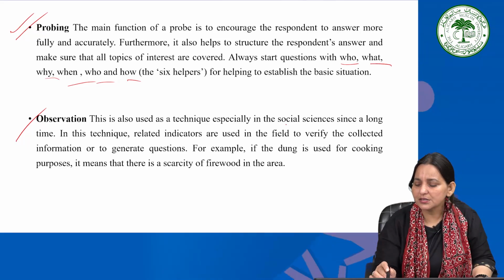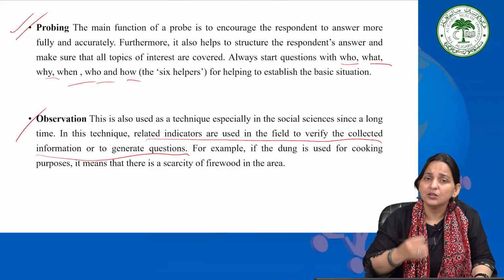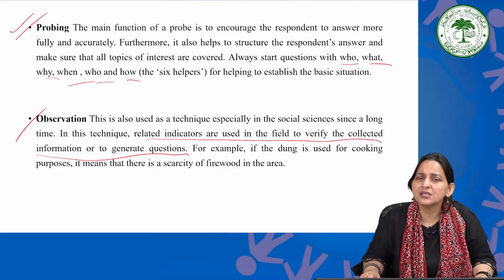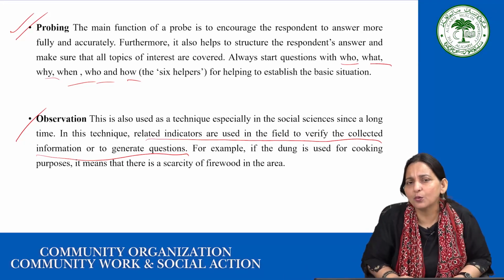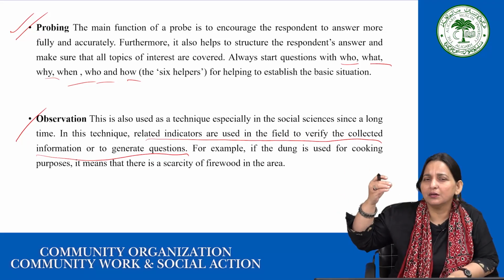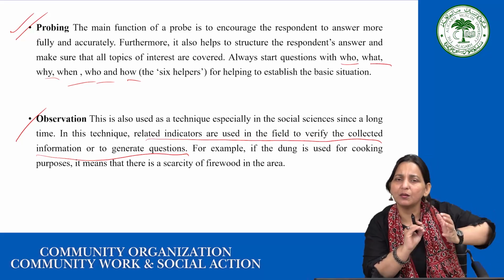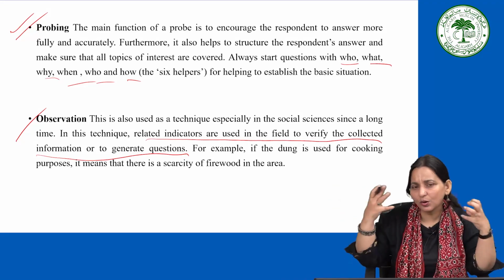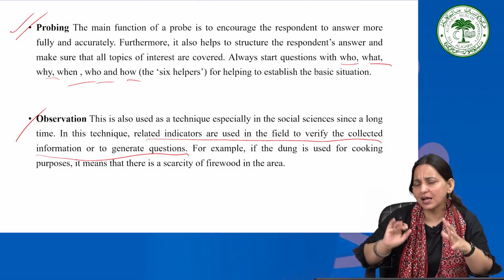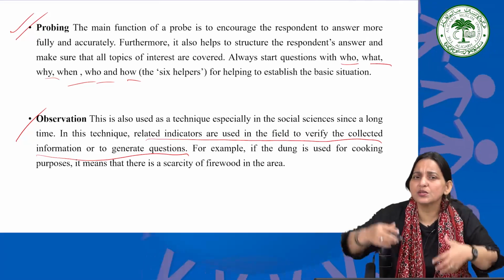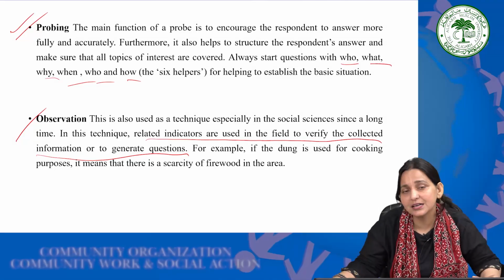In this technique, related indicators are used in the field to verify the collected information or to generate questions. You can also validate the answers coming from the community through your observation. Once they say something but their gesture doesn't support it, or someone else in between says something contradicting the statement from one community member, that is what observation is, right? And then you observe that the answer being given is not liked by someone, and someone is actually negating it. So you could ask the same question in some other setting to some other person. This is very important, that is your observation.